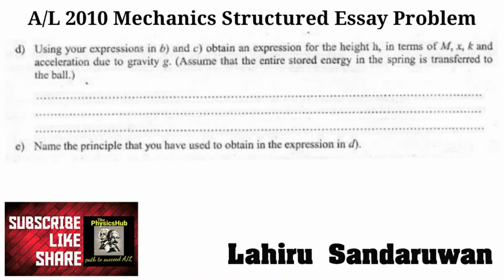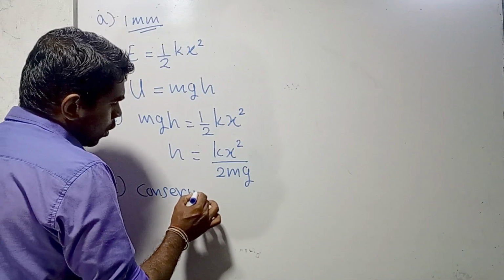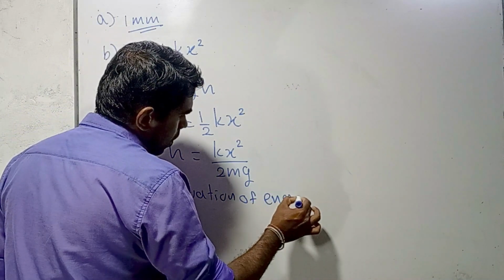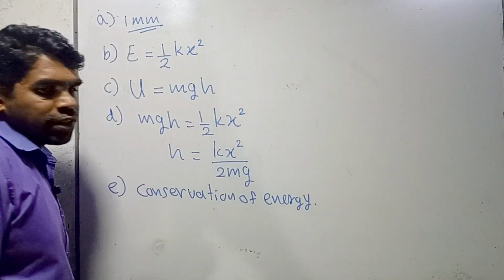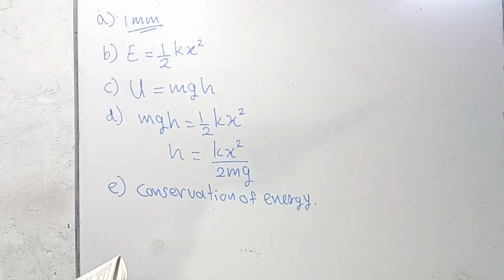Part E, name the principle that you have used to obtain the expression in part D. Conservation of energy. We have to just name the principle. They have not asked to write the principle. We have to name the principle. Then we can write the name of the principle.